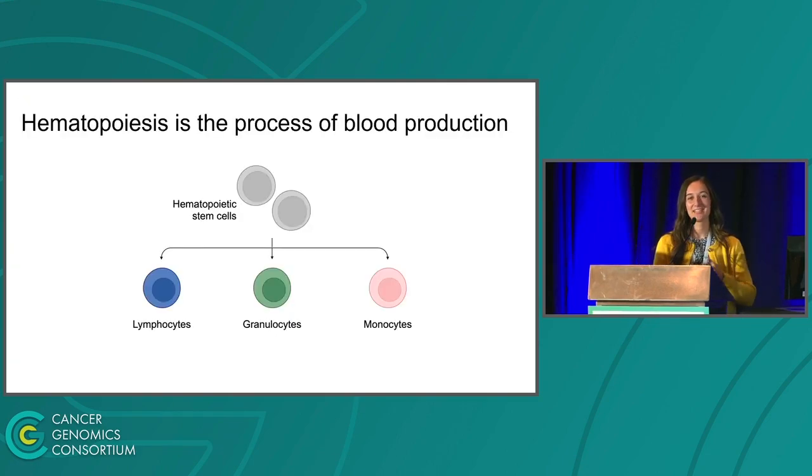So hematopoiesis is the process of blood production. Our hematopoietic stem cells live in our bone marrow and give rise to a number of different cell types that differentiate into all of the cell types that make up our blood. For the purposes of today's talk, I'll be just talking about three categories of cell types: lymphocytes, granulocytes, and monocytes.